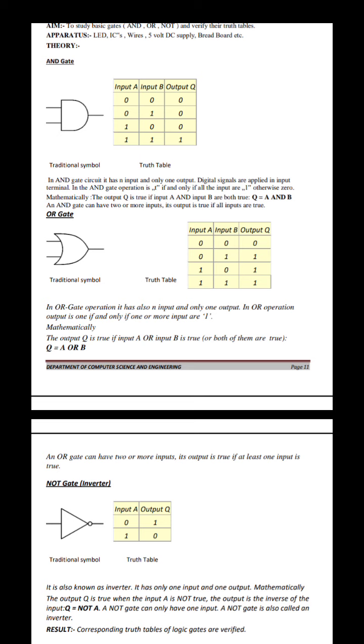So there's the NOT gate truth table. When we give the input 0, the output you will get is 1, and when you give input 1, the output you will get is 0. That is your NOT gate operation.